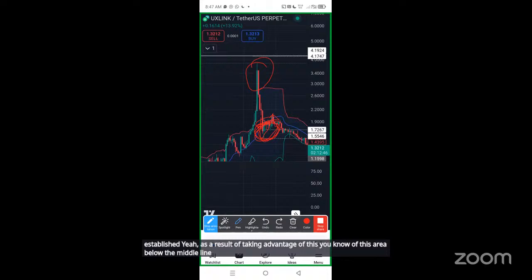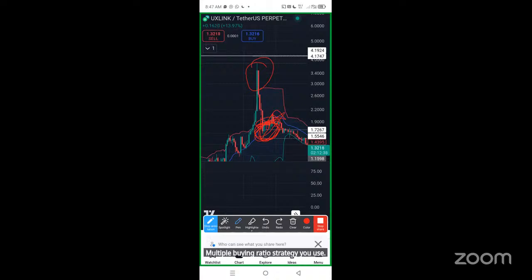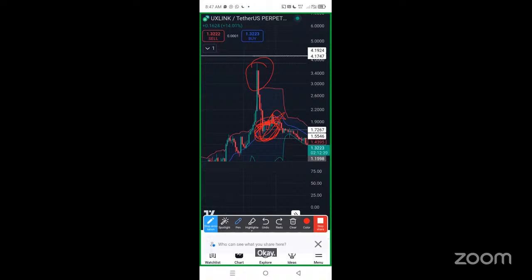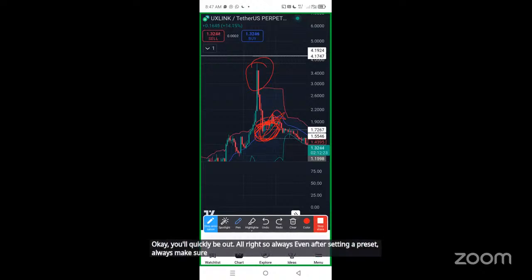you never know, in the process of the market price picking up, you'll actually get out of the market, depending on the multiple buying ratio strategy you use. If you use the double up, there's an even higher chance of you getting out even before the price picks up so quick, so big. Okay, you'll quickly be out. All right. So always, even after setting a preset, always make sure you establish margin call drops.